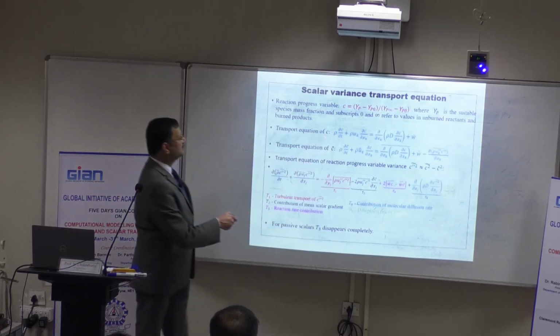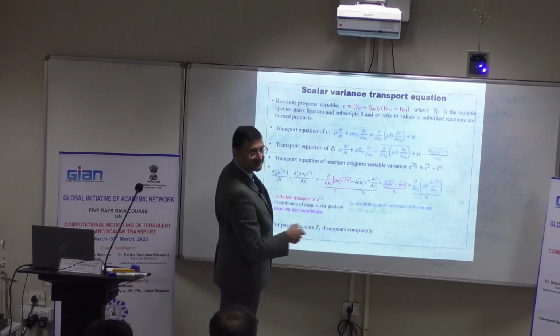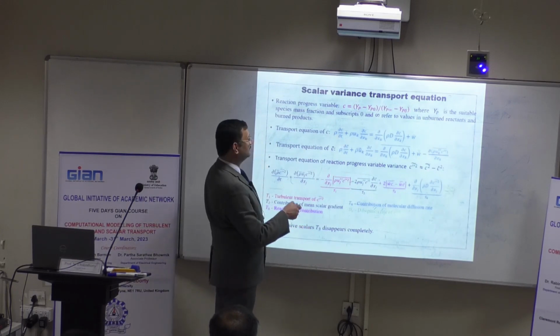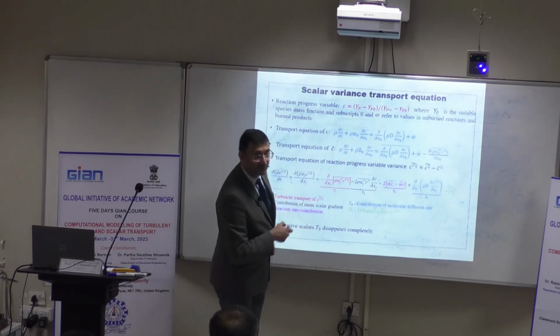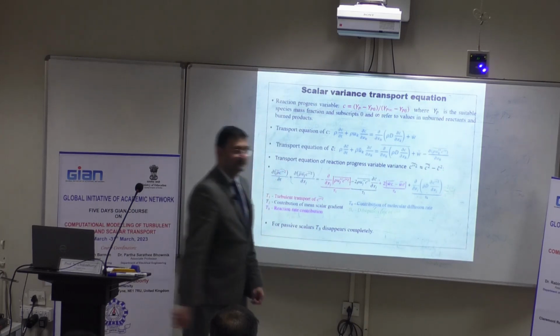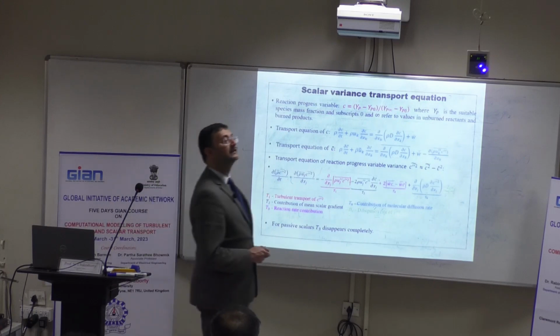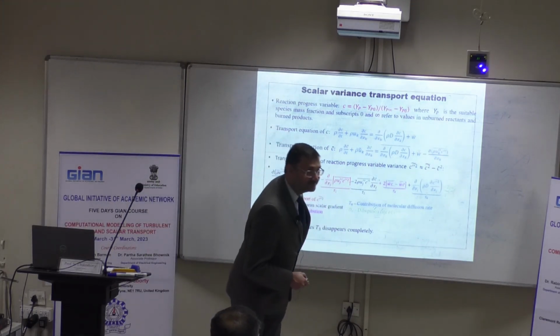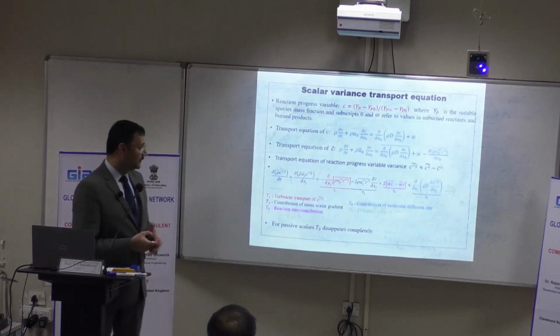So if you actually multiply this equation by C, you will get a transport equation for C square. If you multiply this equation by C tilde, you will get a transport equation for C tilde square. And then if you subtract them, you will end up with this equation, which is the transport equation for scalar variance. You have seen this equation, but now I am telling how to actually obtain that transport equation.